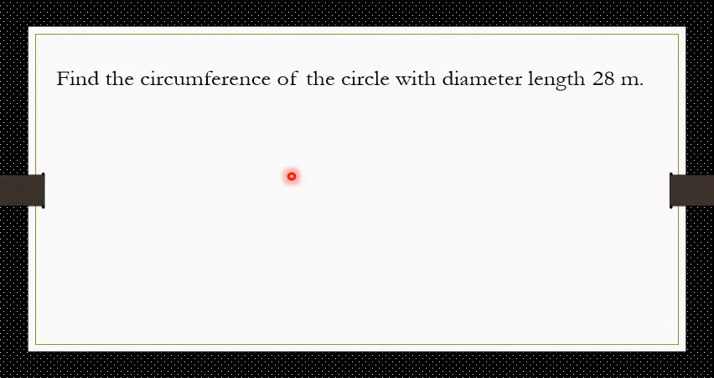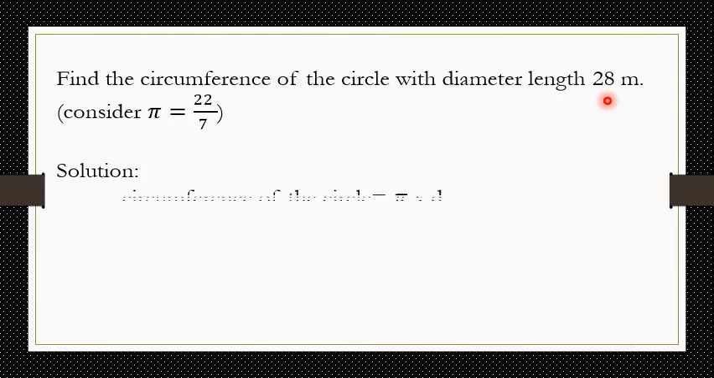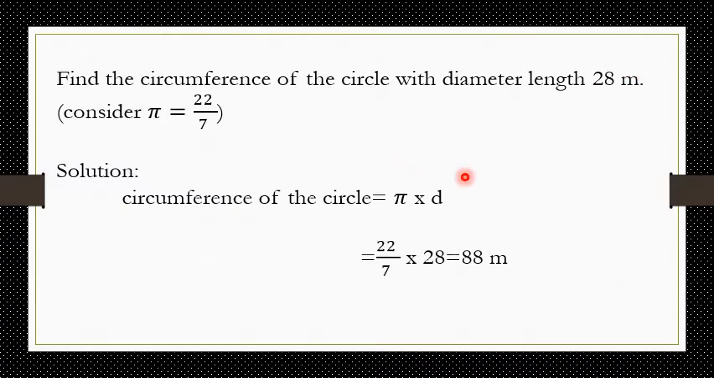Find the circumference of the circle with diameter length equals 28 meter. Consider pi equals 22 over 7. Solution, circumference of the circle equals pi by d. Pi equals 22 over 7 and d equals 28 meter. So circumference will be 22 over 7 by 28 equals 88 meter.